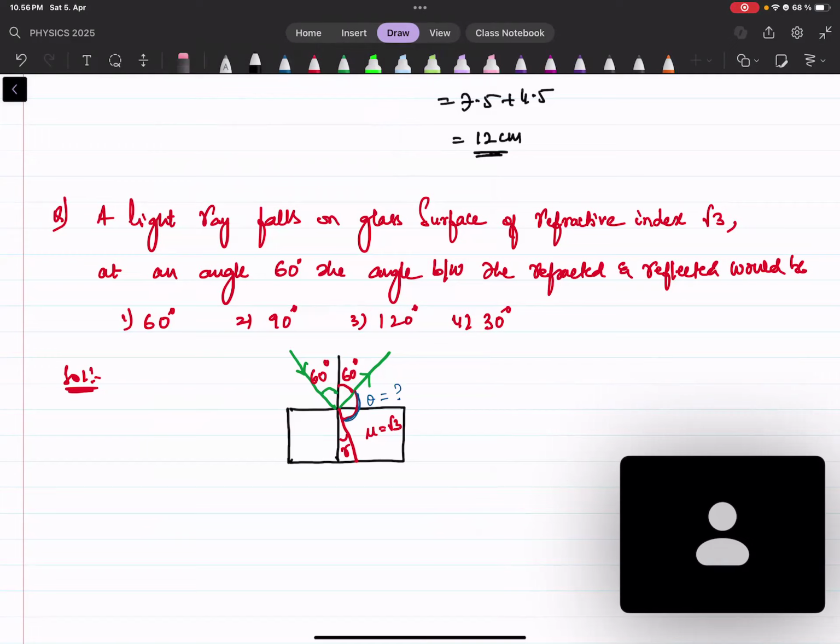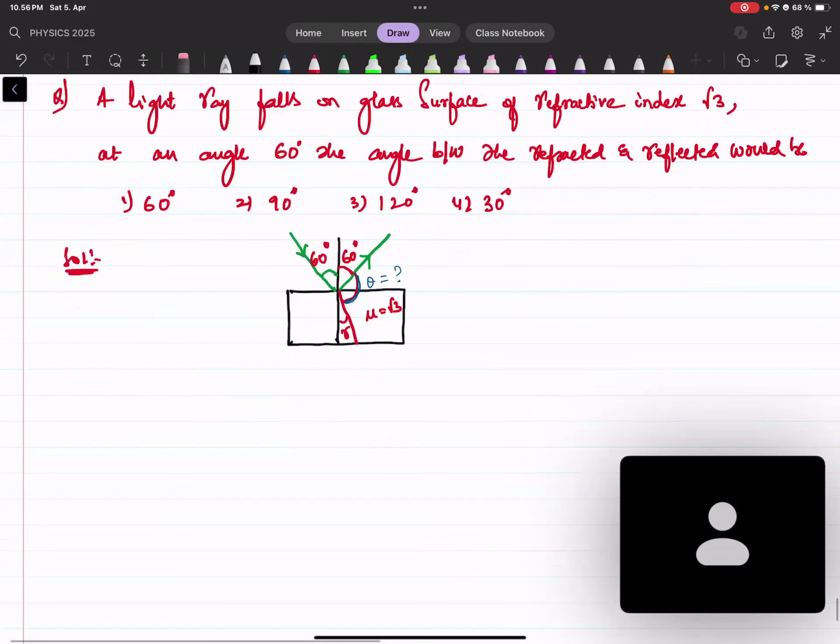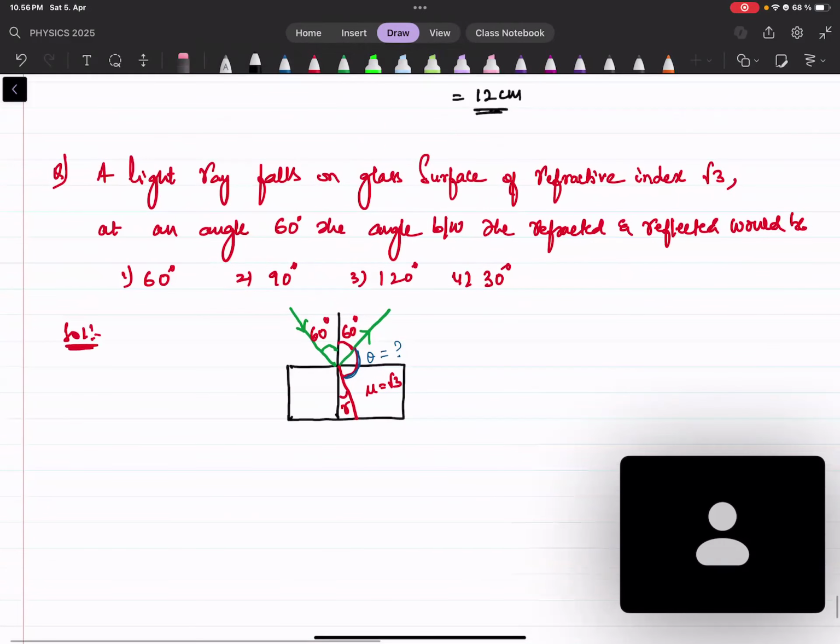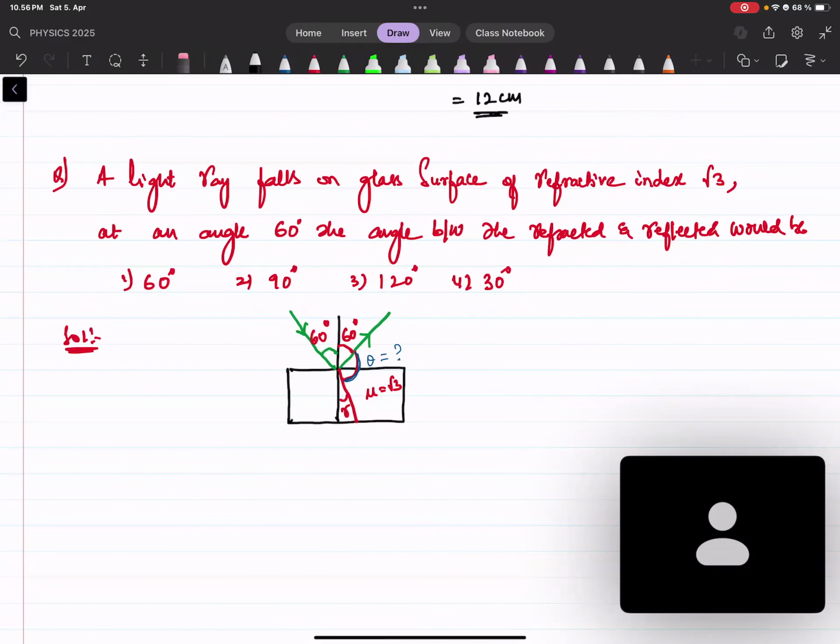You can apply Snell's law. We can apply Snell's law for all these problems whenever you're going from one medium to another medium. The first condition you need to remember is to apply Snell's law. So it is mu1 into sine of I is equal to mu2 into sine of R. This is air. For air, refractive index is always equal to 1. So it is 1 into sine 60 degrees, the angle of incidence, equal to mu2, which is root 3, into sine of R. Sine 60 is how much?